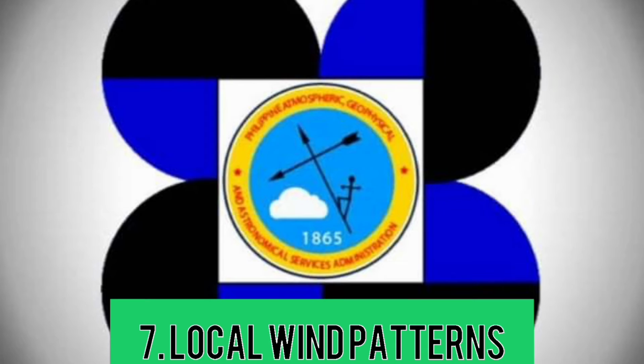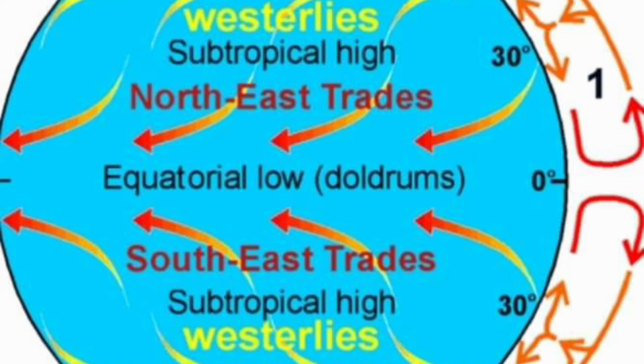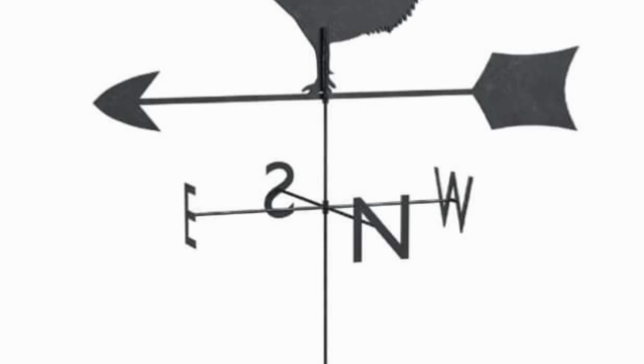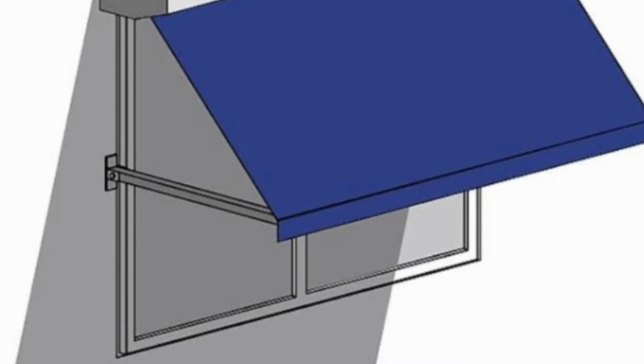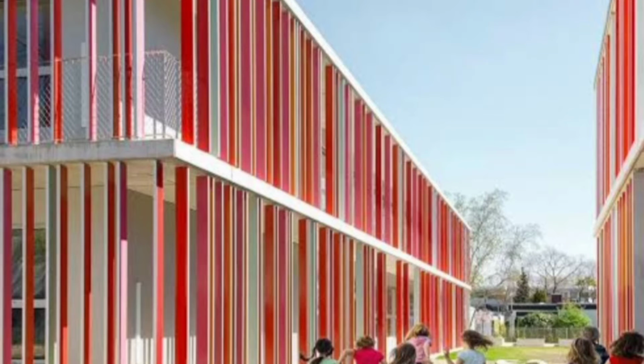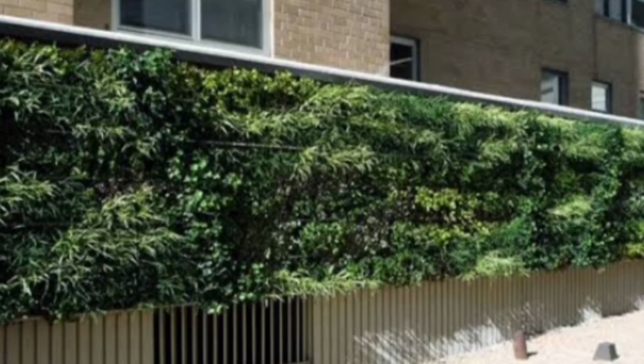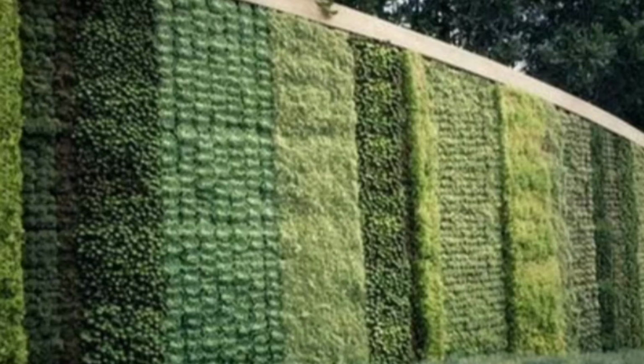The next one is local wind patterns, cross-ventilation. If available, request from PAGASA or any agency a specific monthly wind rose diagram or monthly wind patterns for a particular site or region. The next one is sunscreens, vertical louvers, and green walls. It may be necessary to design temporary or permanent sunshade elements such as planted trees, sunscreens, vertical louvers, and green walls to prevent solar heat gain.